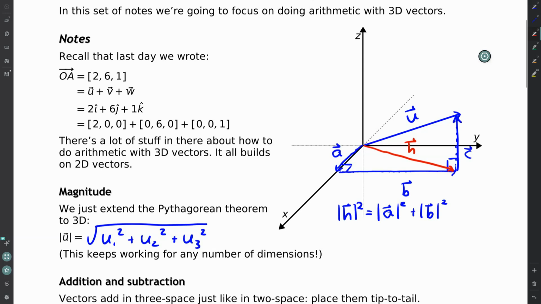Now, vector h, because it's in the xy plane, is perpendicular to vector c. And that means that vector u, which is the sum of vector h and vector c, and those are perpendicular components of vector u, that means that the magnitude of u squared is equal to the magnitude of h squared plus the magnitude of c squared. And we can make a substitution. So the magnitude of u squared is equal to the magnitude of a squared plus the magnitude of b squared plus the magnitude of c squared. And a, b, and c are the components of vector u.